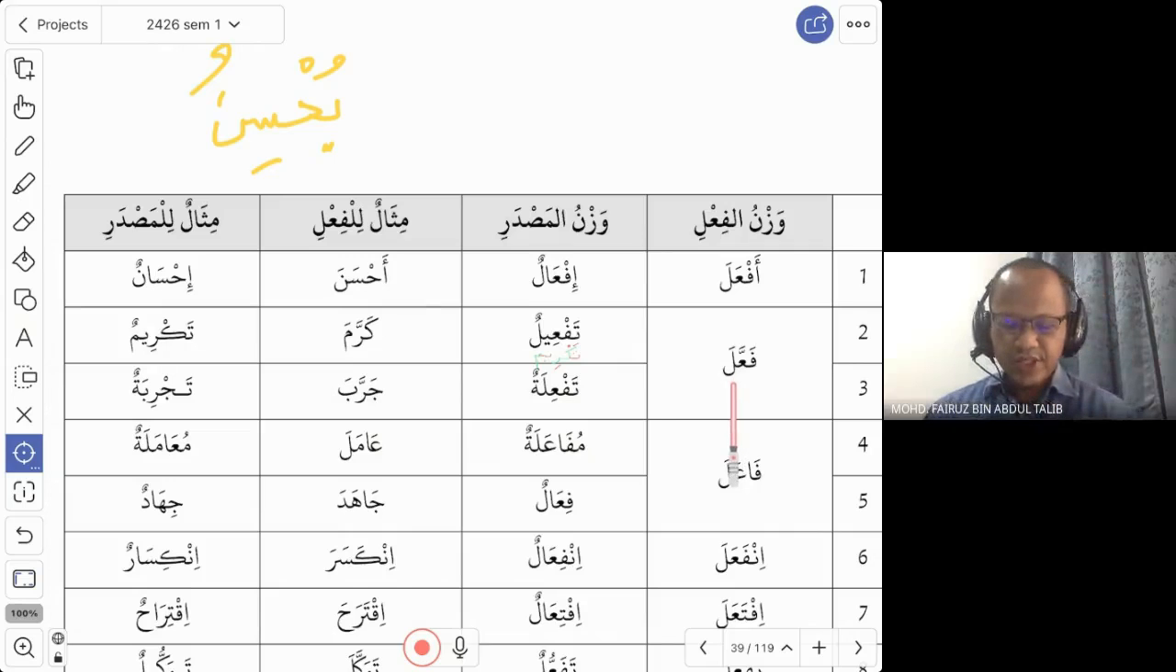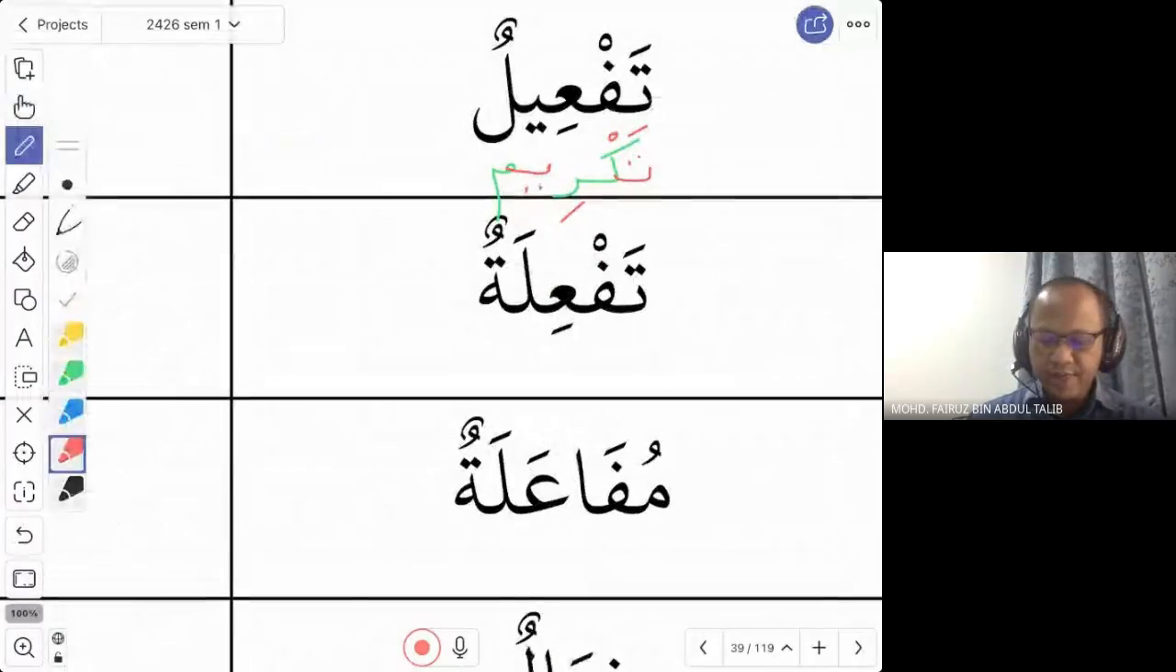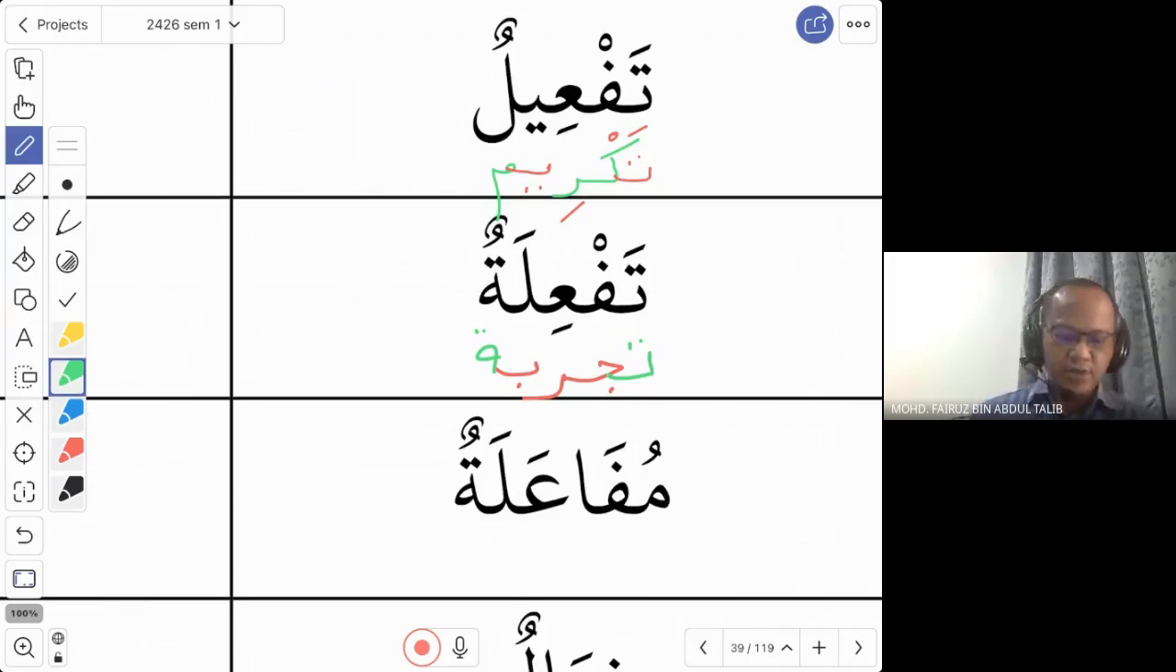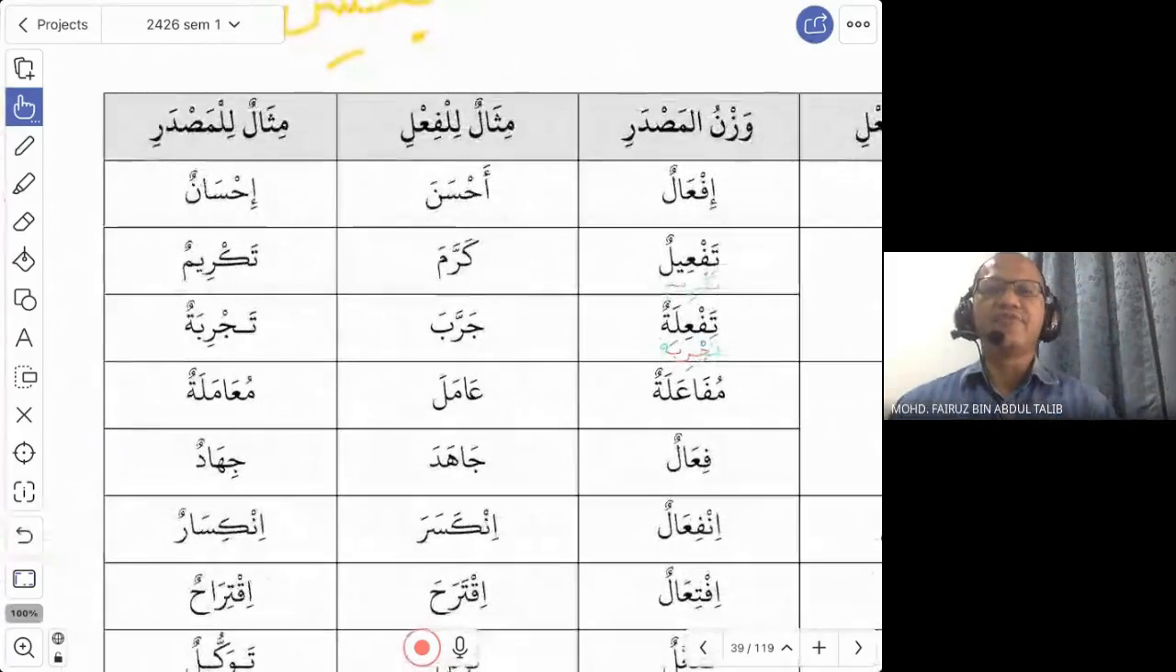Fa'ala yufa'ilu, jarraba yujarribu. Okay, now the masdar for this one, they say the masdar uses the second wazan, taf'ilah. So since it is taf'ilah, again, what we need to do is pair fa to the jim, ain to the ra, and lam to the ba. So now you have the root word. And then you just add the ta and the ta in the end, and follow the haraka: tajriba, taf'ila, tajriba. So you have another masdar for the fi'il fa'ala.